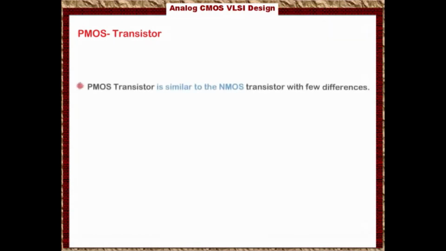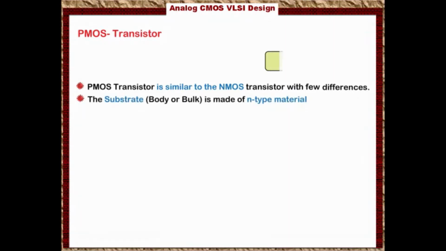We are ready now to discuss the structure of the PMOS transistor. The PMOS transistor is similar to the NMOS transistor with few differences. If this is the substrate of the PMOS transistor, then the substrate, which is the body or the bulk, is made of N-type material. Remember that the NMOS is made of P-type material and the PMOS is made of N-type material. So it is made here for the PMOS of N-type material.